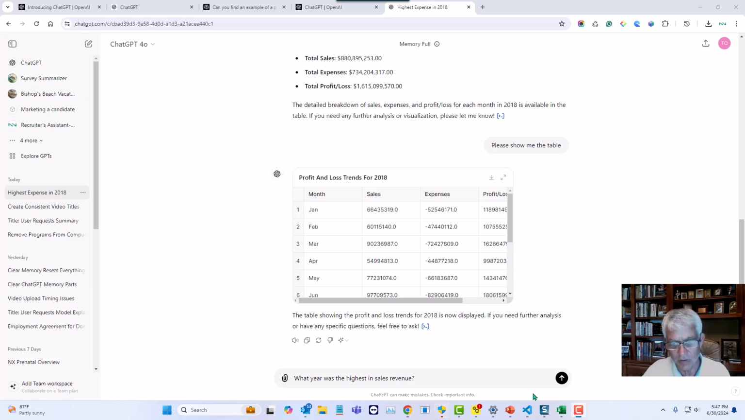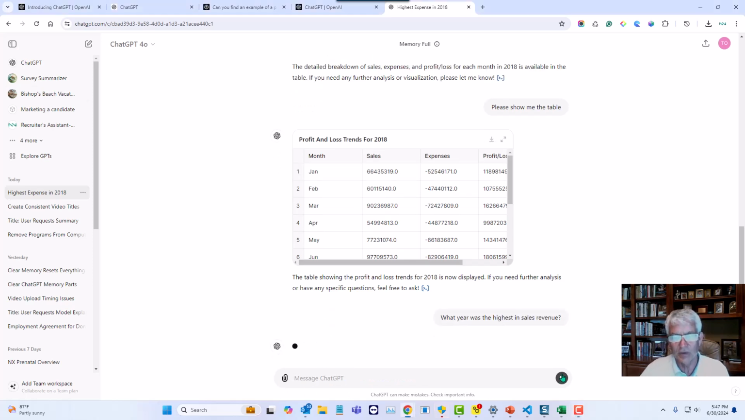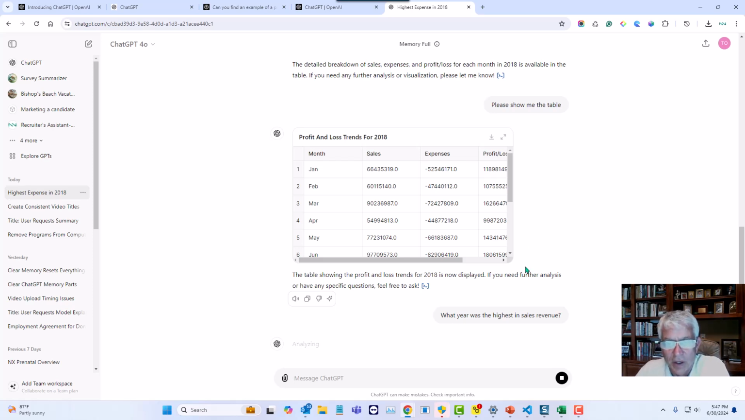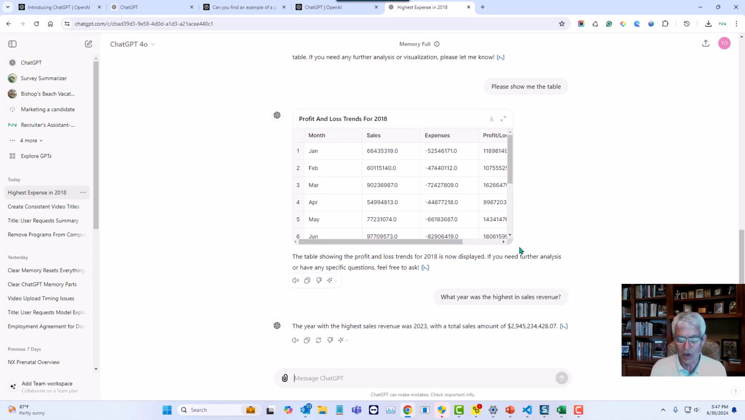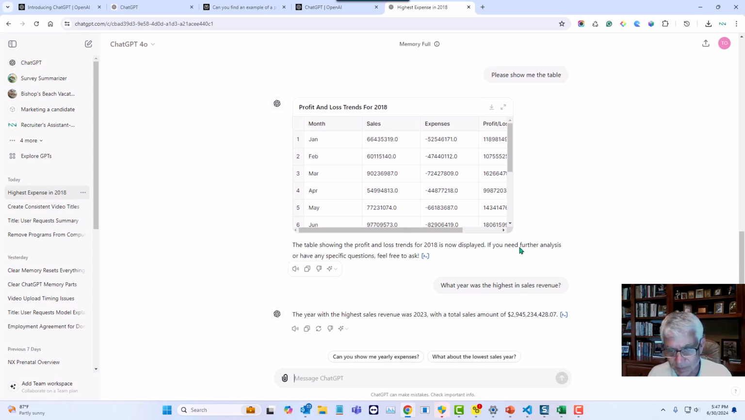Okay, here, what year was the highest in sales revenue? So it's got to go through 2012 to 2023 and figure out which year was the highest in sales revenue. And remember, none of those were totaled. And so it had to go through and total it. So the year with the highest sales revenue was 2023 with a total sales amount of 2.94.